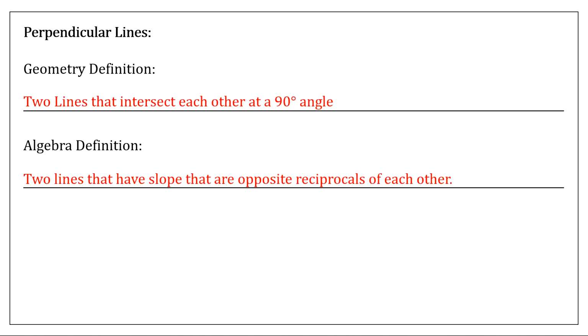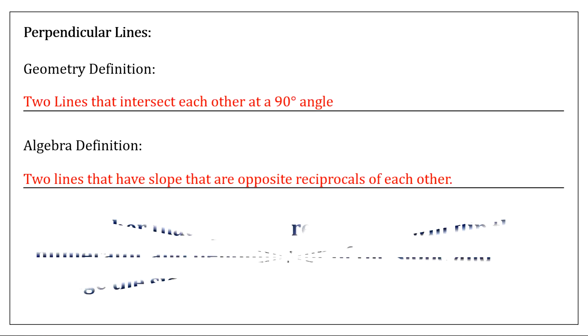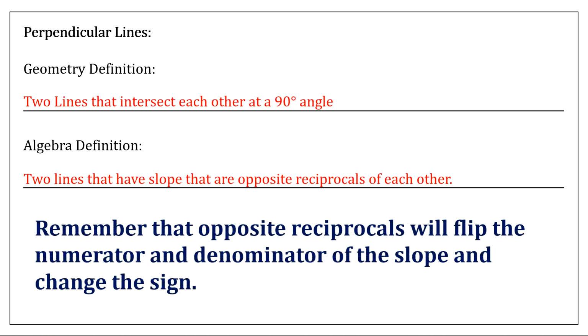Do you remember from earlier math what the opposite reciprocal is? If you don't, that's okay, but if you do, awesome. Opposite reciprocals: we flip the numerator and the denominator of our slope or fraction. The reciprocal of a fraction is just flipping the numerator and the denominator. When they want the opposite reciprocal, we're talking about the sign. If our slope starts off as positive, the opposite reciprocal is going to be negative, and then flip the slope.